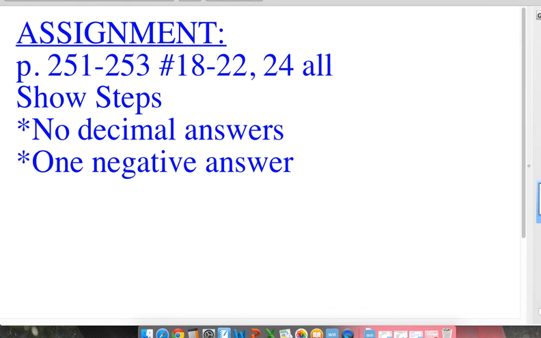This is going to be the assignment that we're going to do in class. Not too many problems. Why? Because they're like super duper long. That's why. It looks like I'm asking you to show your work. Oh man, there's no decimal answers. Pretty nice, I guess. And it looks like you're going to end up with just one negative. So a couple guidelines there to help you as you're working through this assignment.